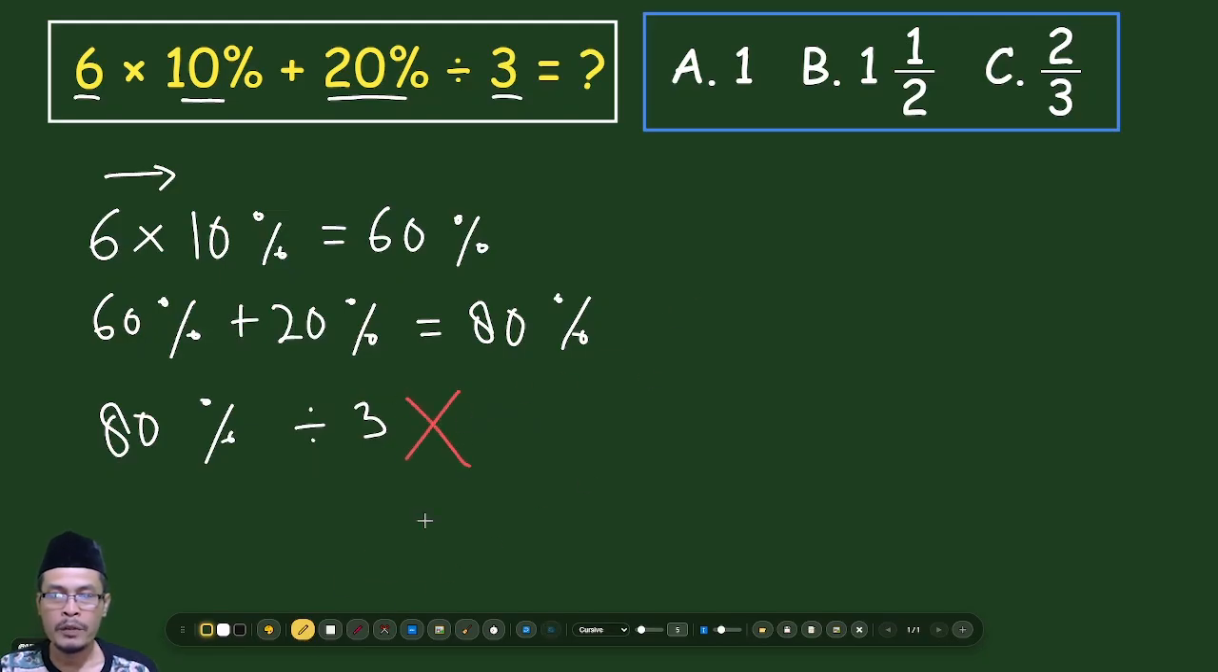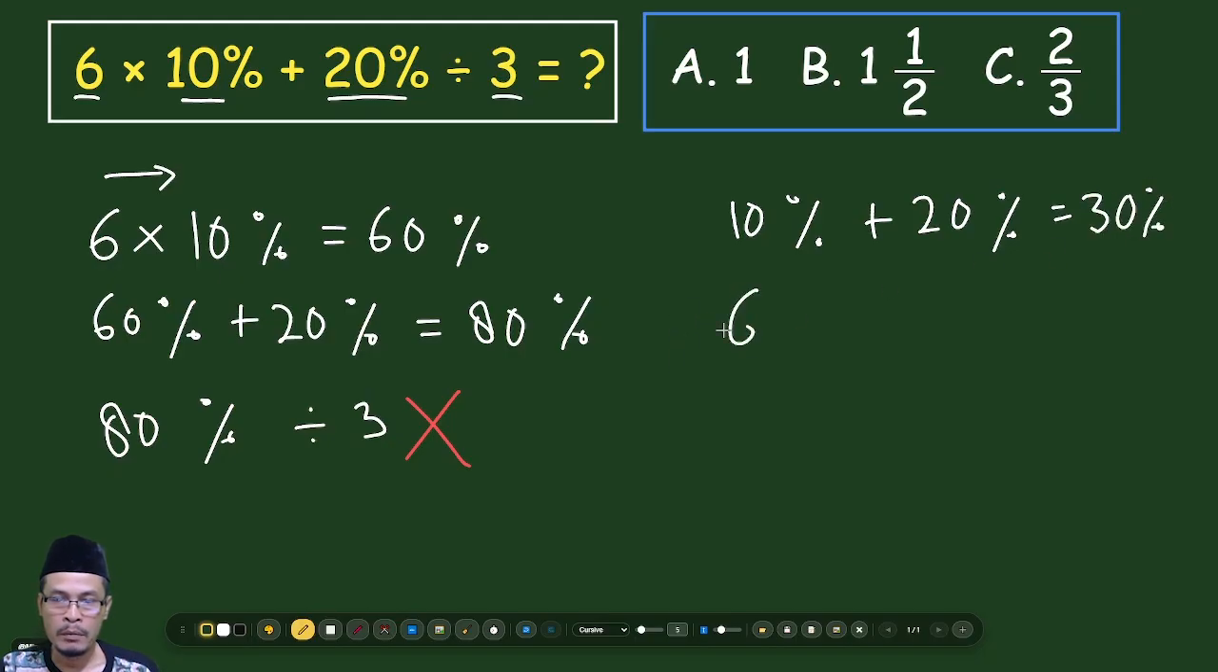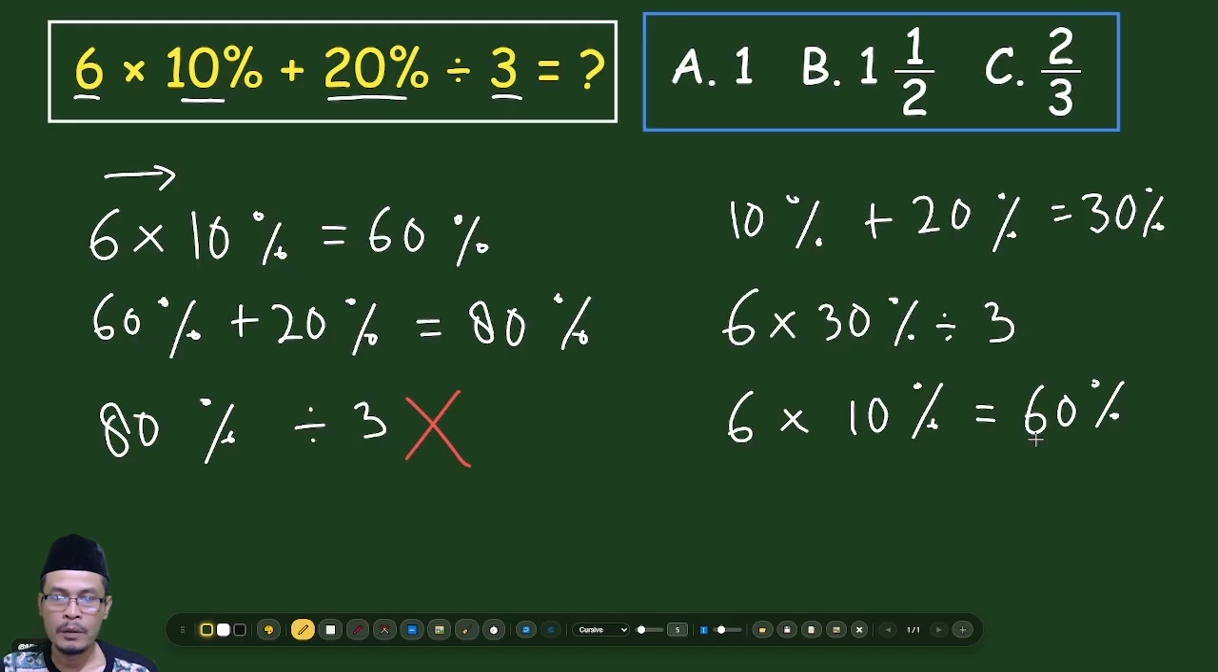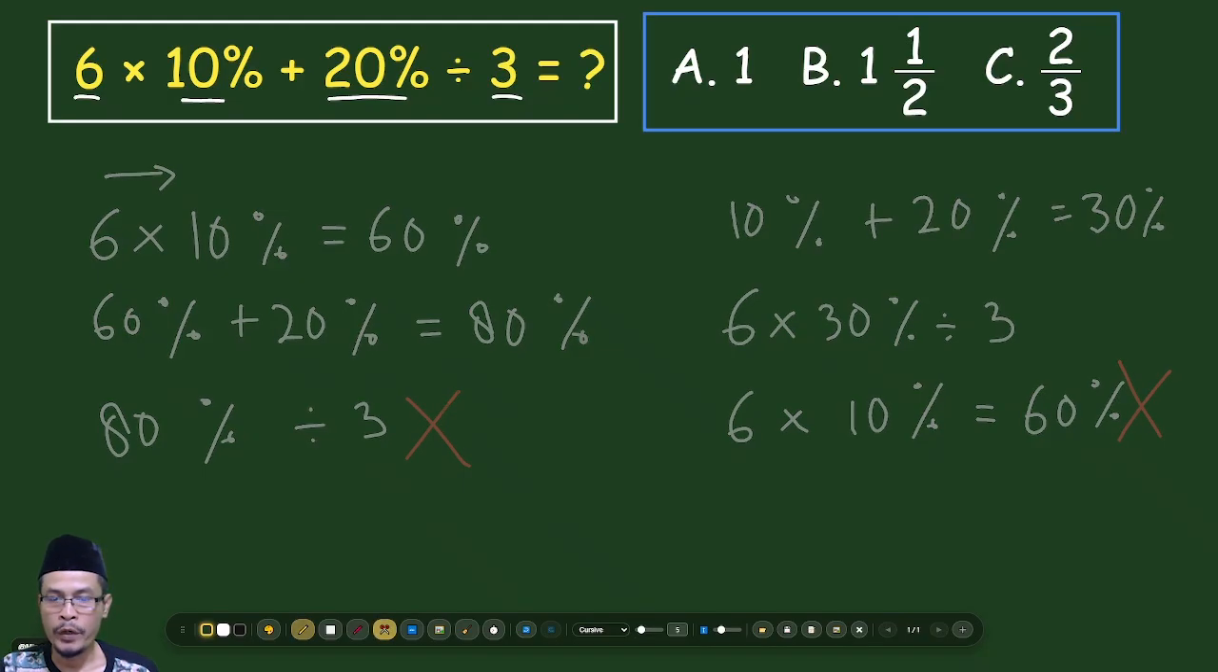And some other people solve it like this, because 10% plus 20% looks simpler, equals 30%, and then 6 times 30% divided by 3 becomes 6 times 10% equals 60%. Looks clean, but you know this is also wrong. And notice, neither result appears in the options. That is your hint, something went wrong.